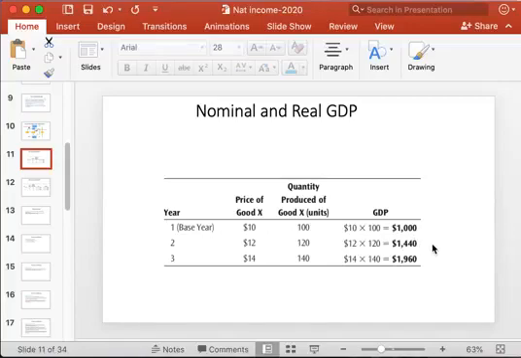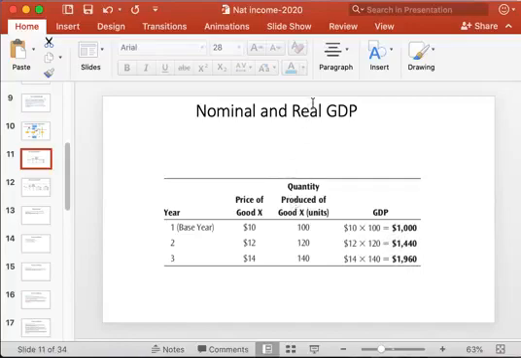People will think that there is an increase in GDP, but the increase in real GDP is not real increase. The increase in GDP is because of the increase in the price, or because of the decrease in the purchasing power of the money. So this nominal GDP is sometimes misleading.